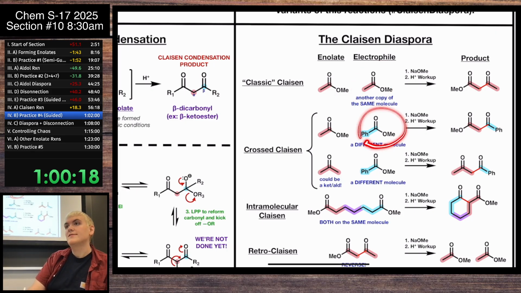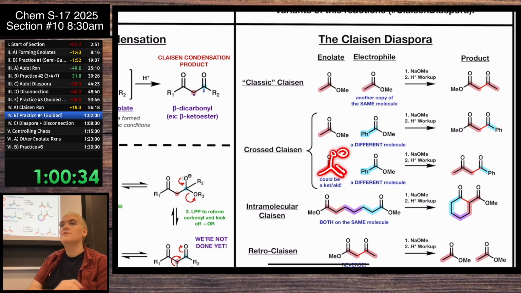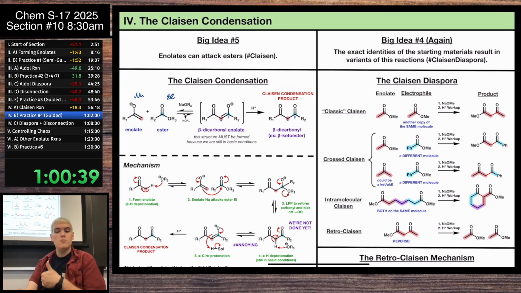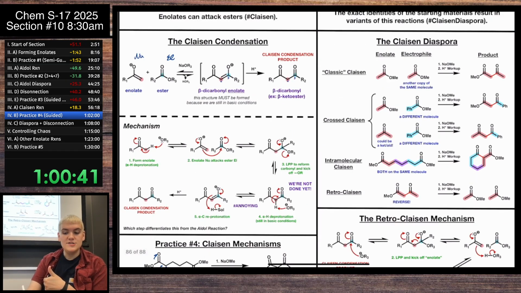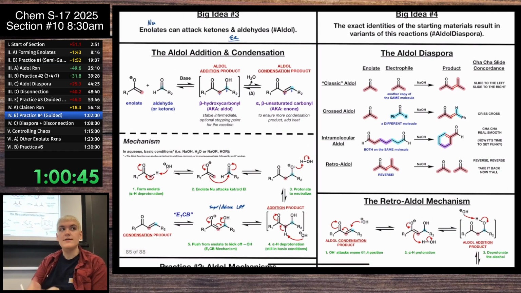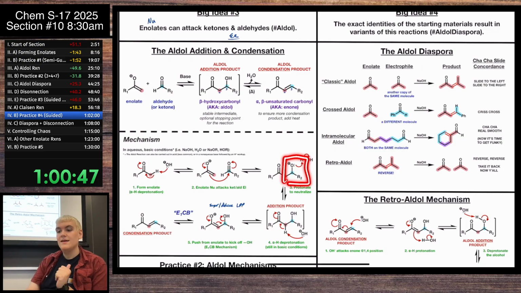Another way that we can have a crossed Claisen is our enolate nucleophile doesn't have to be from an ester. Even if we make a ketone or aldehyde enolate, if that attacks the ester, it is a Claisen reaction, because the whole identity of the reaction is determined by what our electrophile is, what we attack. Because when we attack an ester, we have a leaving group. When we attack a ketone or aldehyde, we have no leaving group. And so that is the crux of it.